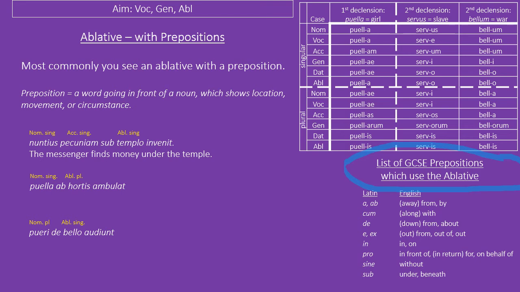Puella ab hortis ambulat. The girl walks away from the gardens. So again, now we're talking about movement here. She's going away from the gardens. Fine. And then the last one down. Pueri de bello audiunt. The boys hear about the war. So this is kind of more of your circumstance. They're not doing anything. It's not where the war is or where it's going. It's just something about it, the circumstance.